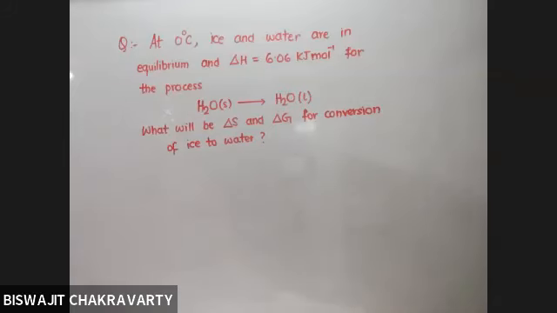So directly by looking at the conditions, we can say what is delta G. Can anyone tell me what is delta G for this reaction? Sir, delta G equal to delta H. No, what is the value of delta G? Sir, zero. Since they are in equilibrium. Yes, they are in equilibrium. So because the reaction at 0 degree Celsius is at equilibrium, delta G is 0.